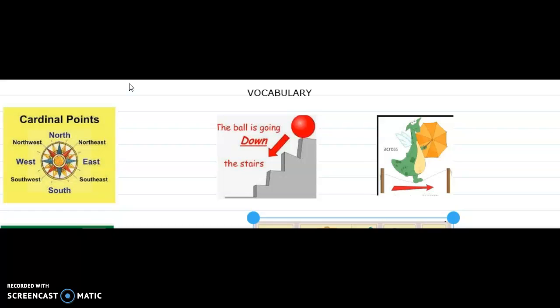The track. Okay, cardinal points. North, south, east, west. Vocabulary, down. This is easy. Down. The ball is going down to the stairs. Across. Look, when you are here and across.